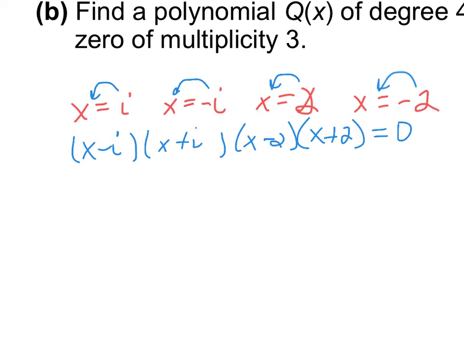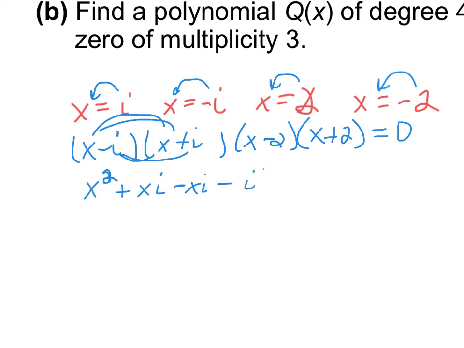Okay, so let's FOIL, right? We don't do everything at one time. Let's just do the first 2 together. What is x times x? Perfect. What is x times i? Just stick them together, xi, ix, however you want to write it, doesn't matter. What happens with negative i and x? Negative xi or ix, whatever. And then what's negative i times positive i?